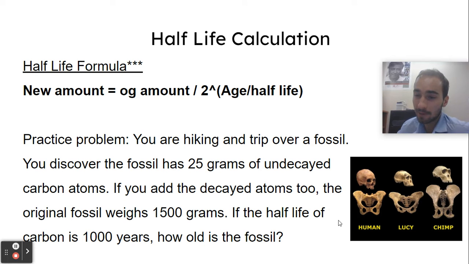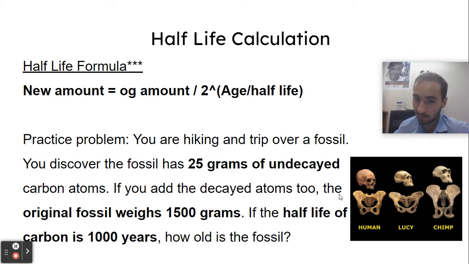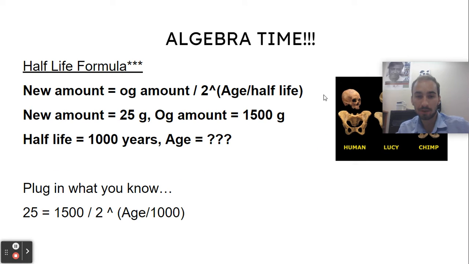Please pause the video now and try and do it yourself. This is going to be a hard one, but I just highlighted all the information you need. So the new amount is 25 grams. The original amount is 1,500. We don't know the age. We don't know how old it is, but we do know the half-life of carbon is 1,000. So please try and do it. Pause the video now.